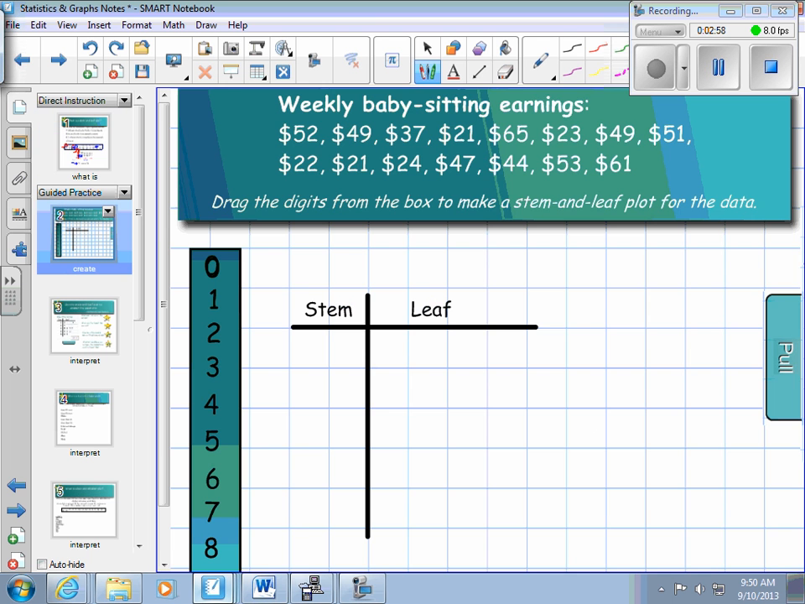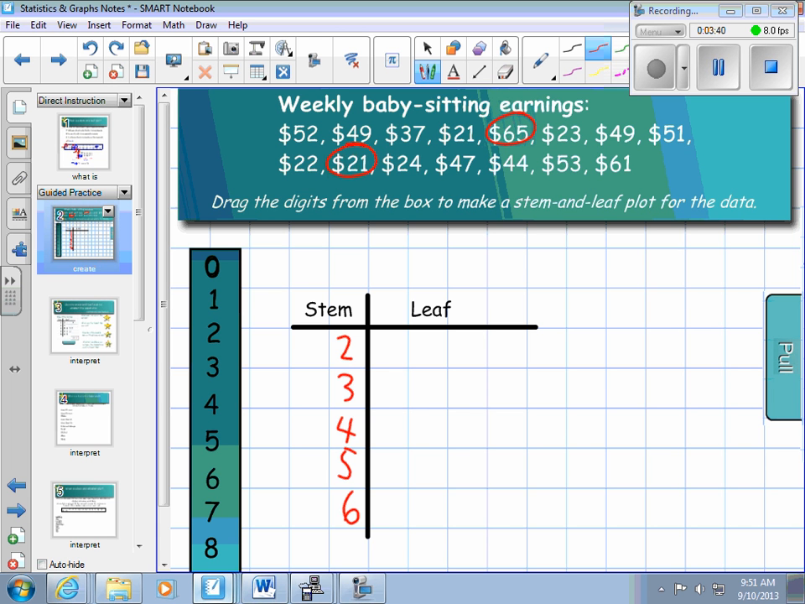Let's try one out ourselves, see if we can make one for these weekly babysitting earnings. So like we just said, find the lowest and highest one in the table. It looks like our lowest one is 21, would be the lowest amount earned. And if we look through all the other numbers, it appears our highest one is 65. So seeing that it's 21 and 65, we should list the stems here as 2 for 20s, 3 for 30s, 4 for 40s, 5 for 50s, 6 for 60s.